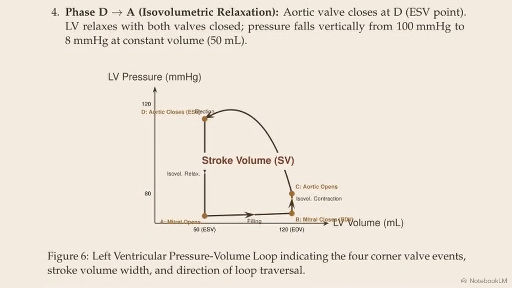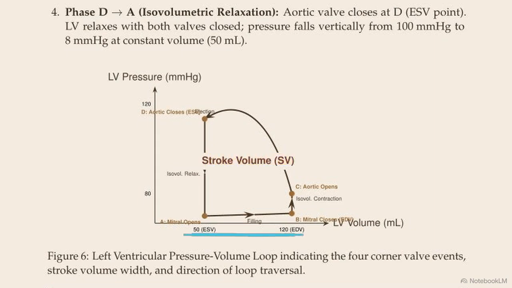The pressure-volume loop plots the left ventricle's internal pressure against its volume. The 4 corner points correspond to when the mitral and aortic valves open and close. Following the loop counterclockwise traces a full cycle. The horizontal width represents stroke volume.